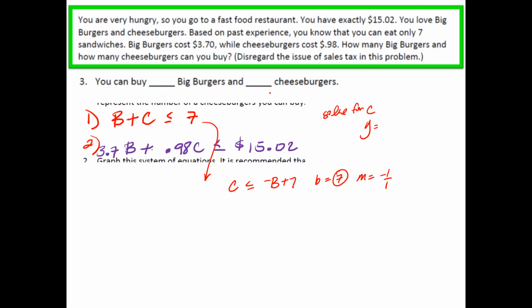Now, on the other hand, if you look at the second equation, if I were to solve for C, I would have 0.98C is less than or equal to negative 3.7B plus 15.02. Divide both sides by 0.98. And then I'll have C is less than or equal to negative 3.7 over 0.98 B plus whatever 15.02 divided by 0.98 is equal to. And that actually is going to be equal to, I'll grab my calculator.